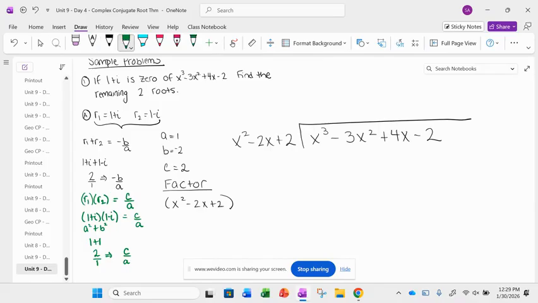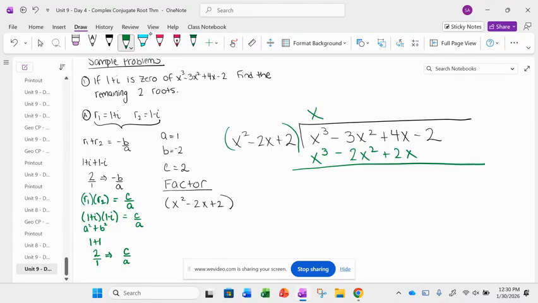And now we perform our long division. X squared times what will give me x to the third? X, you got it. Now I'm going to take that x and distribute it into the divisor. X times x squared is x cubed. X times negative 2x is a negative 2x squared. X times 2 is a 2x.